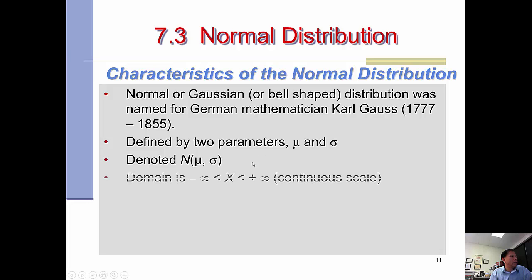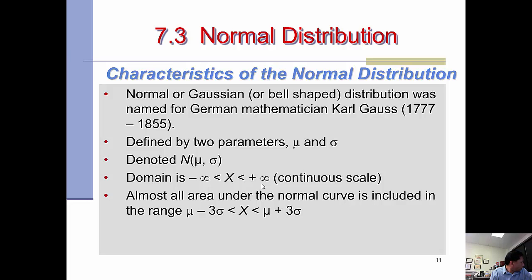Right? And this distribution is defined by two parameters, mu and sigma. By now, we all know what they are, right? Mu is the mean or average. Sigma is the standard deviation. So the normal distribution is denoted as N for normal distribution, mu, and sigma, mean and standard deviation. The domain is from negative infinity to plus infinity, so it never reaches an end.